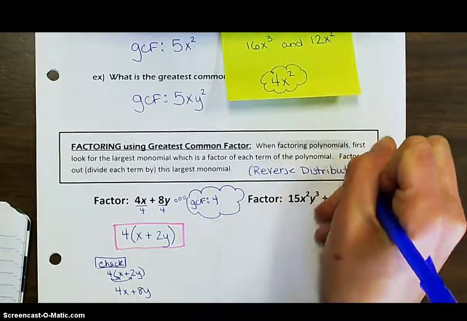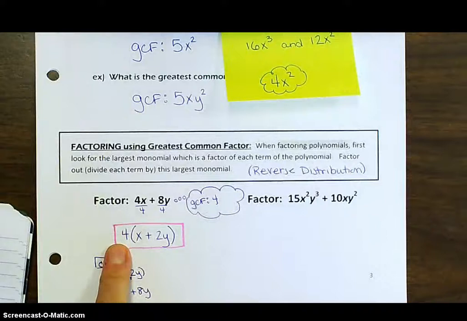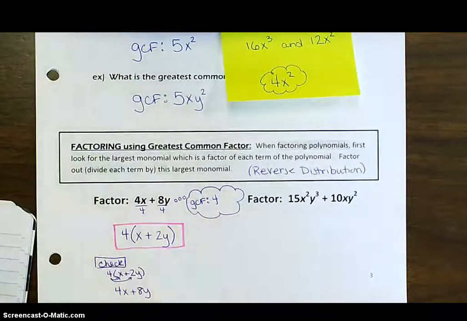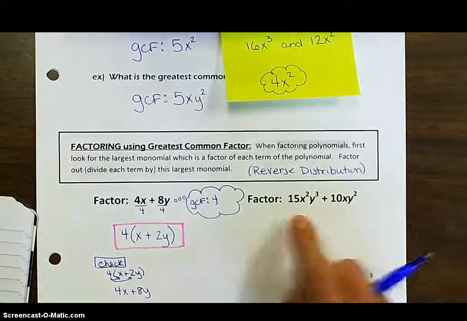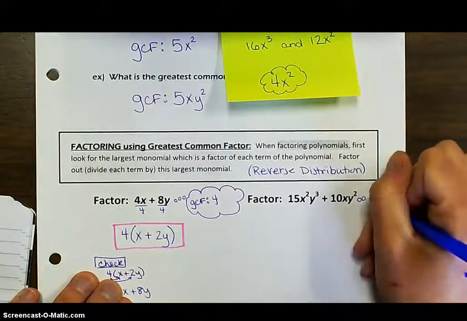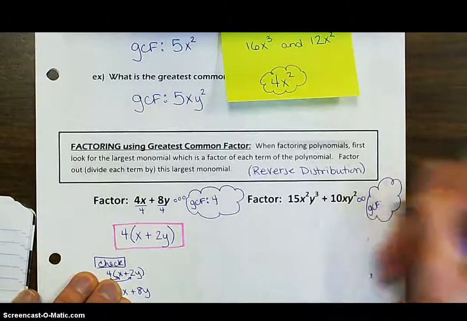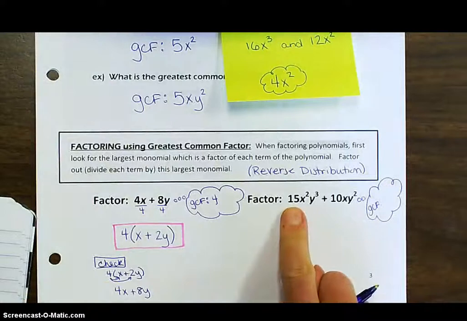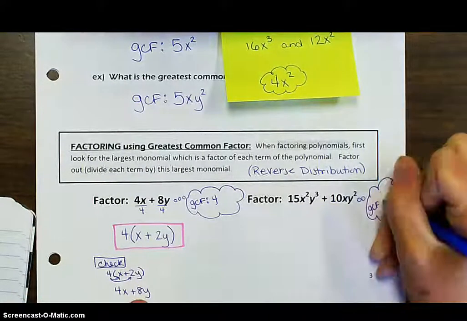You're just distributing backwards. You're taking the number and putting it on the outside instead of multiplying it inside. Okay, so let's take a look at our next one. Step one, here's my think bubble. We have to find the GCF. So let's take a look, 10 and 15. What number goes into both of those?